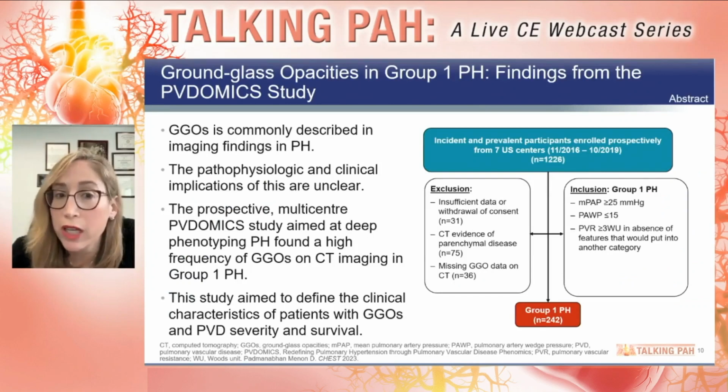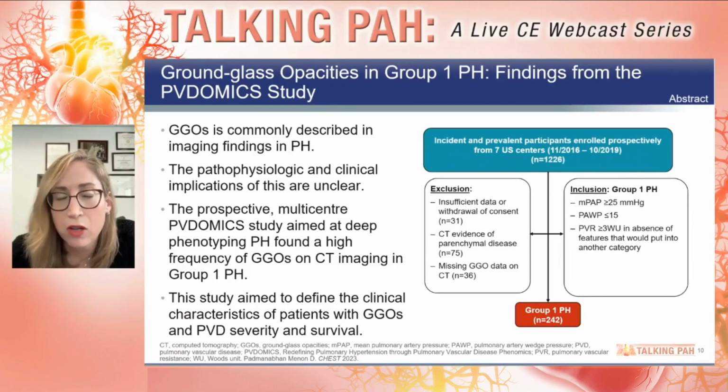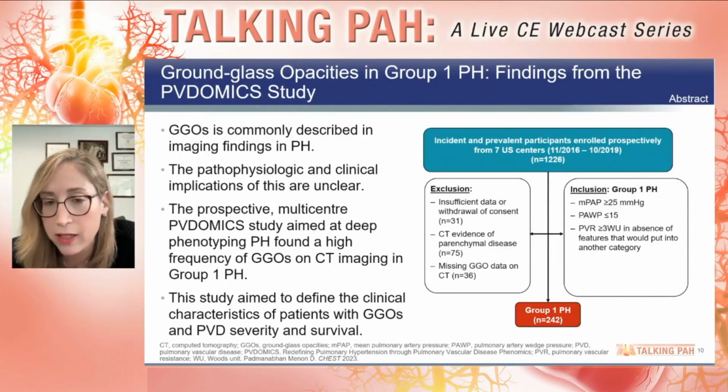What I think was really interesting that was recently reported was the ground glass opacities that they found in group 1. So, this was based on chest x-rays. We're not really sure what the pathophysiologic and clinical implications are, but we wanted to see how often we see ground glass opacities in group 1 PAH.